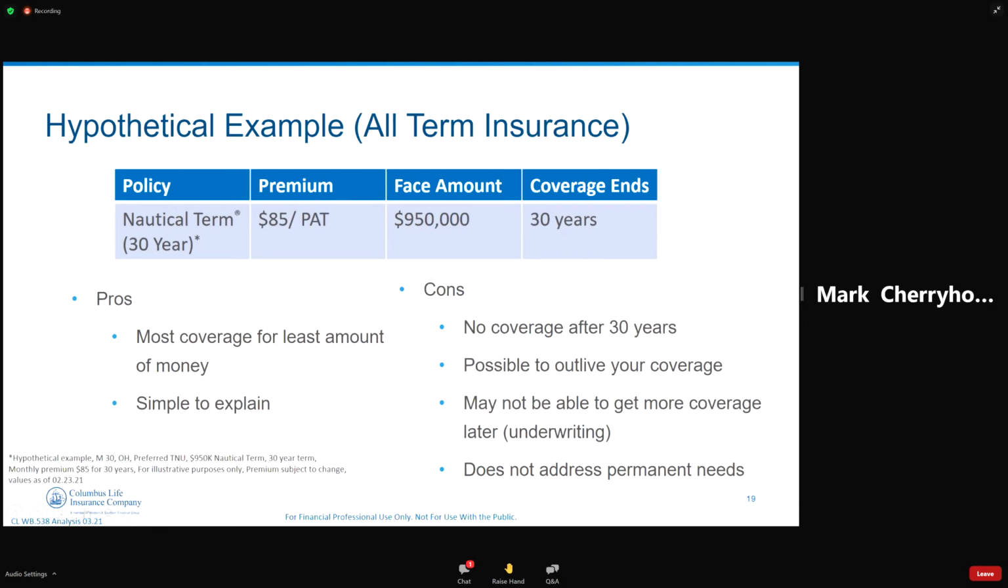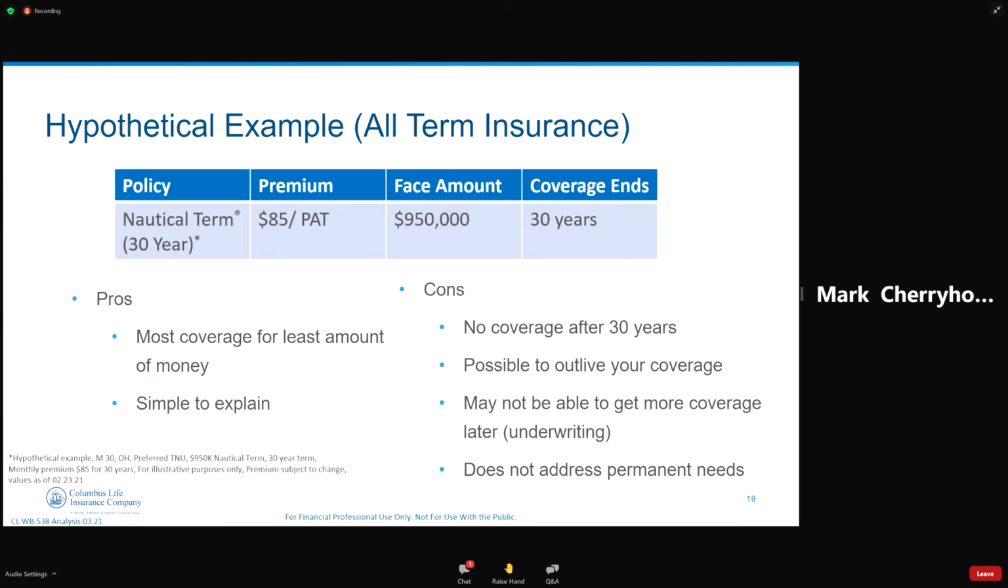Here's the downside, folks: after 30 years, the client no longer has any coverage. That coverage is going to go away, or it's going to become prohibitively expensive. That 31st year, it goes from $85 a month to who knows how much, thousands of dollars a month. And that client says, I'm not going to pay that. I can't afford it. So what do they do? They drop the coverage. That's the downside to it.